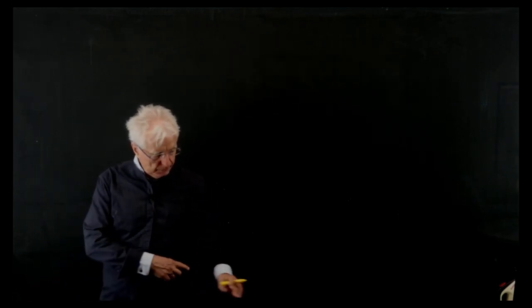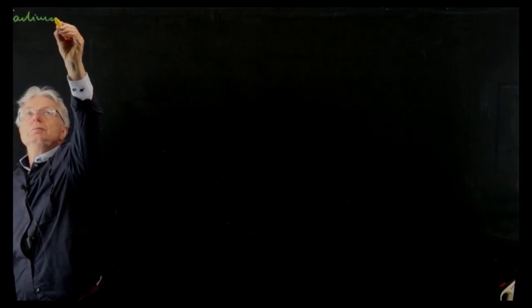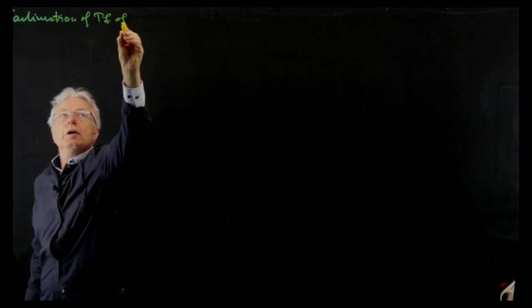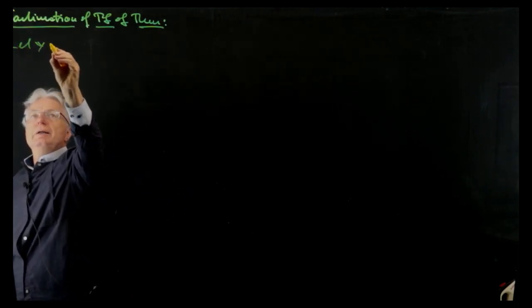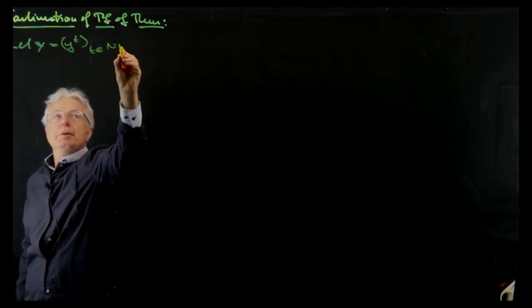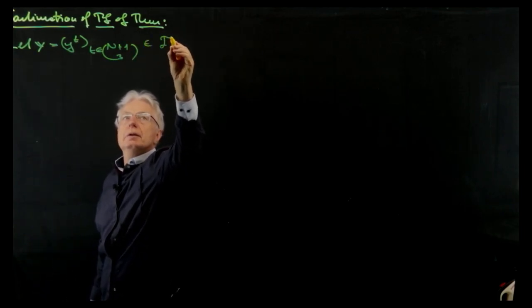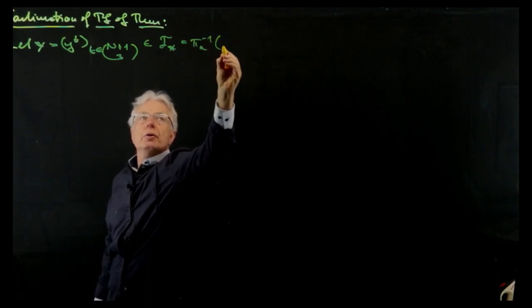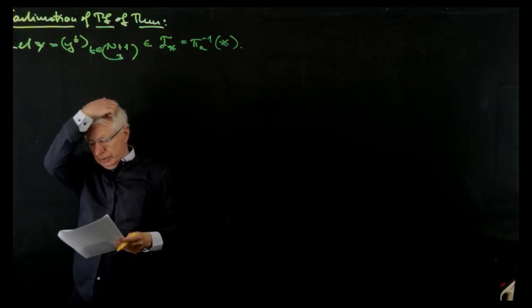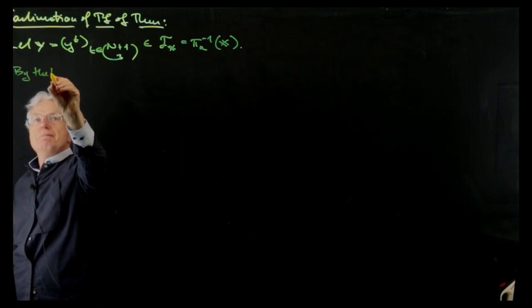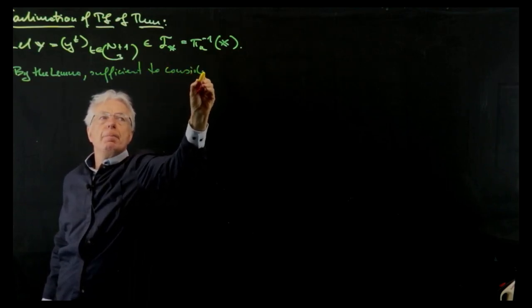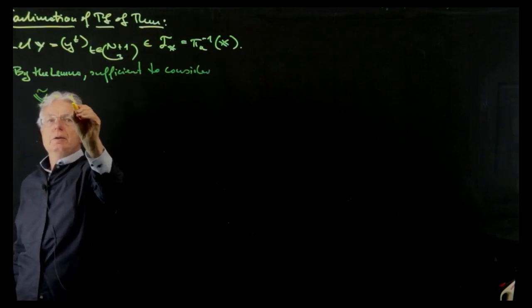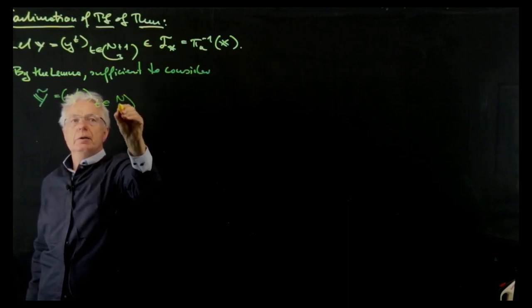Okay, so let us take a string in the fiber. Continuation of proof of theorem. Let y equals (y_t), t in binom(n+1,3), be in F(x), pi_A inverse of our string x. And by the lemma, we can reduce, it is sufficient to consider, I write it for the moment y tilde. It's the same, but just t in binom(n,3).